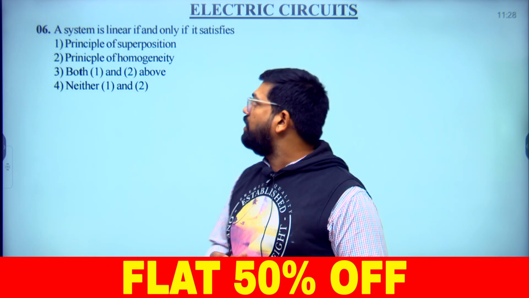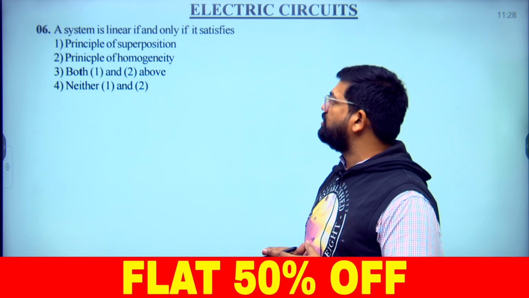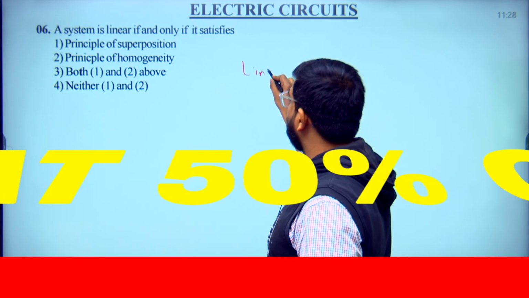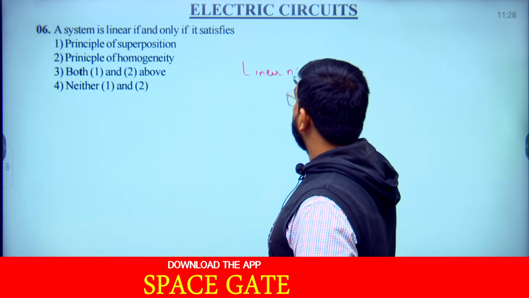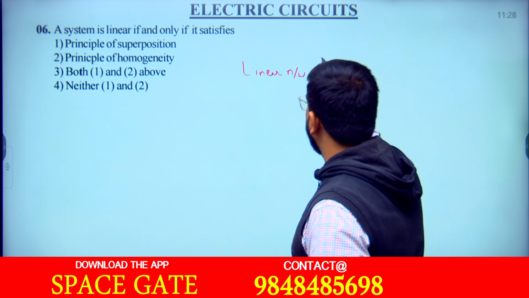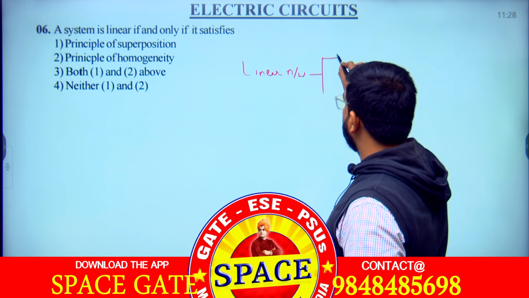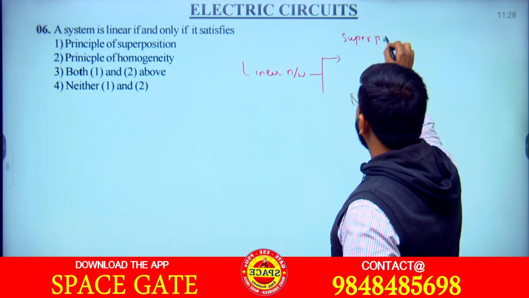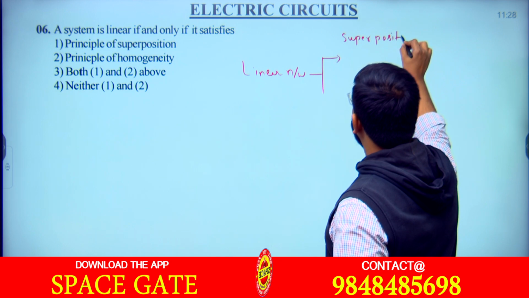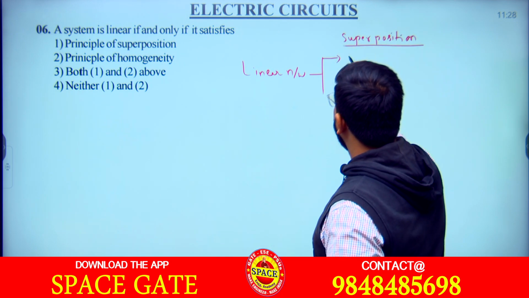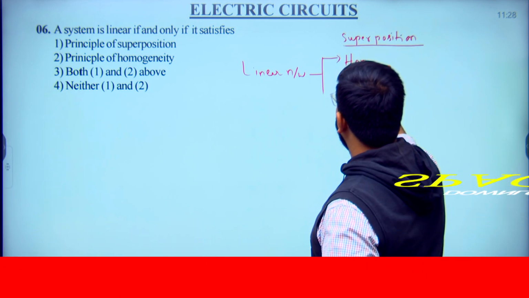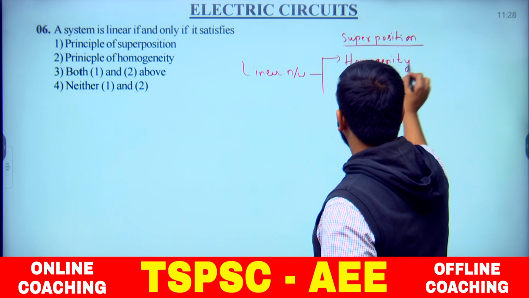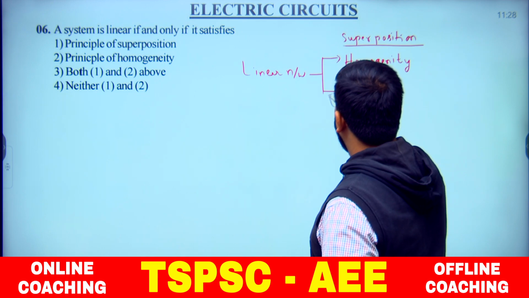A system is linear if and only if it satisfies what? Linear means it should satisfy what? A linear system or linear network should satisfy the superposition principle. Actually, the superposition principle consists of the homogeneity rule, understood? Homogeneity rule as well as the additive rule.